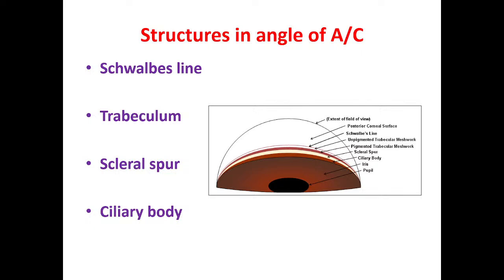These are the structures which are seen in the angle of the anterior chamber. I told you this. Okay, so the angle is between the cornea and the iris, the root of the iris. That is the angle. So if we start from the corneal side, what will you see?